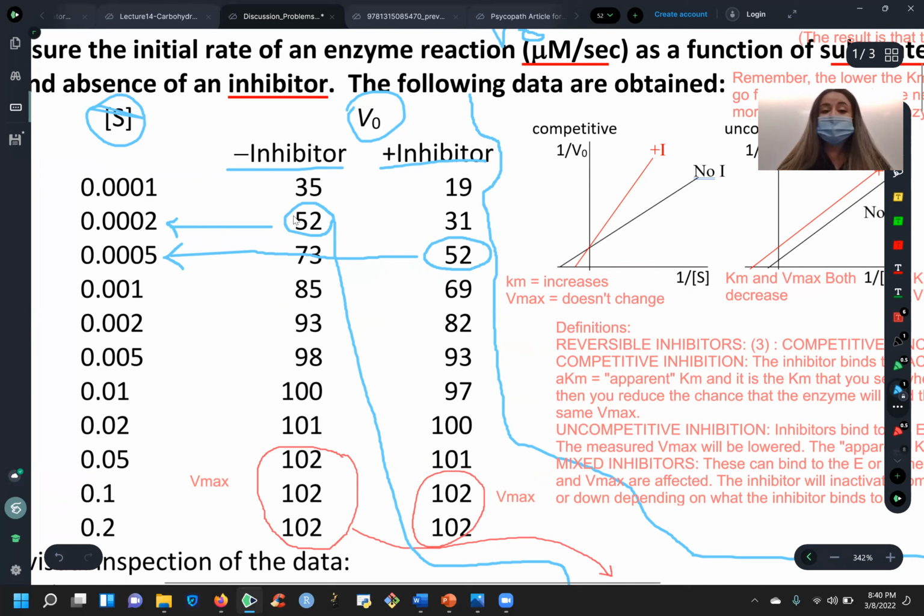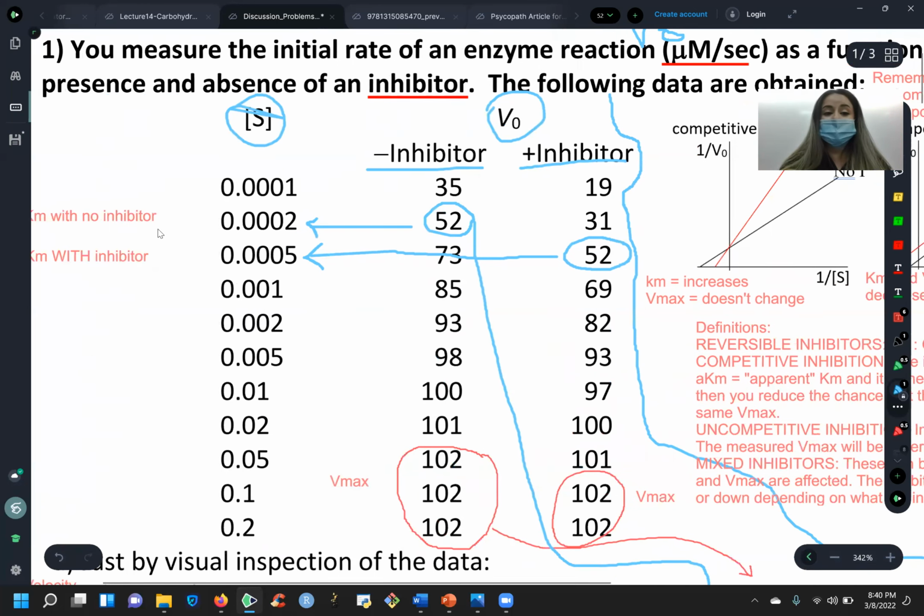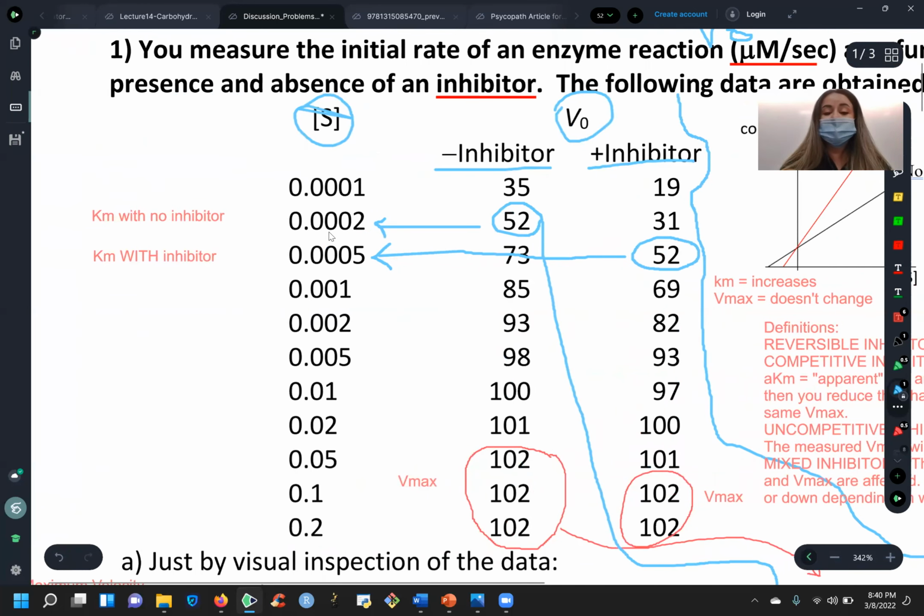A lot of students lose points because they're like, oh, it's just half the maximum velocity. No, no. That's half the maximum velocity, but the Km is the concentration. So you have to go to the left and look at the concentration column. This is substrate concentration. So if you go to the left, this is our Km. Our Km is 0.0002 micromolar. Easy? Okay, because you know your terminology and you have a good foundation. So then it's easy. If you don't know your terminology, you're not going to do well.